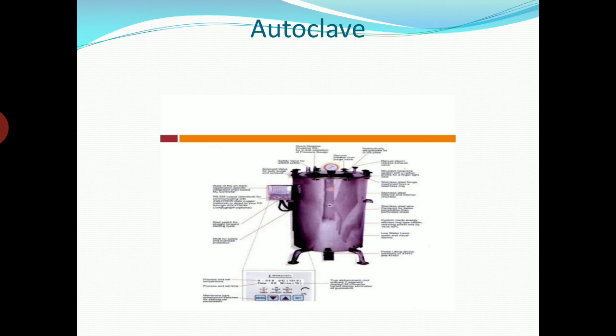Usually, autoclaving is done at 15 lb pressure for 15 minutes. The autoclave is used to sterilize most of the solid and liquid media required for microbial cultures.